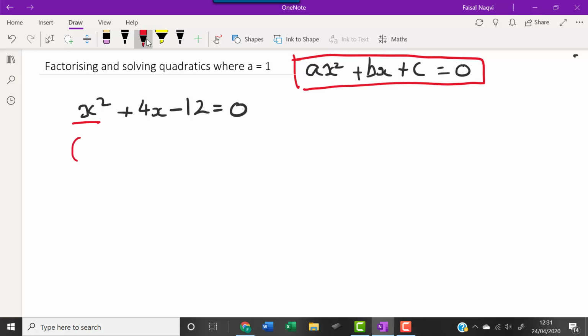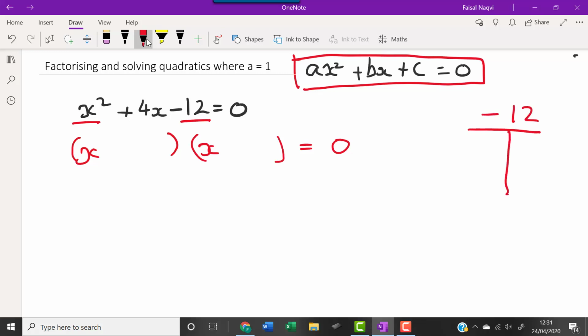First thing I do is I just open up two brackets. Do not forget the equals 0, that's an important part of the question. I'm going to put an x at the beginning of each bracket because I know that x times x gives me my x squared. The next thing I'm going to do is take my minus 12 and draw it into a little table over here.